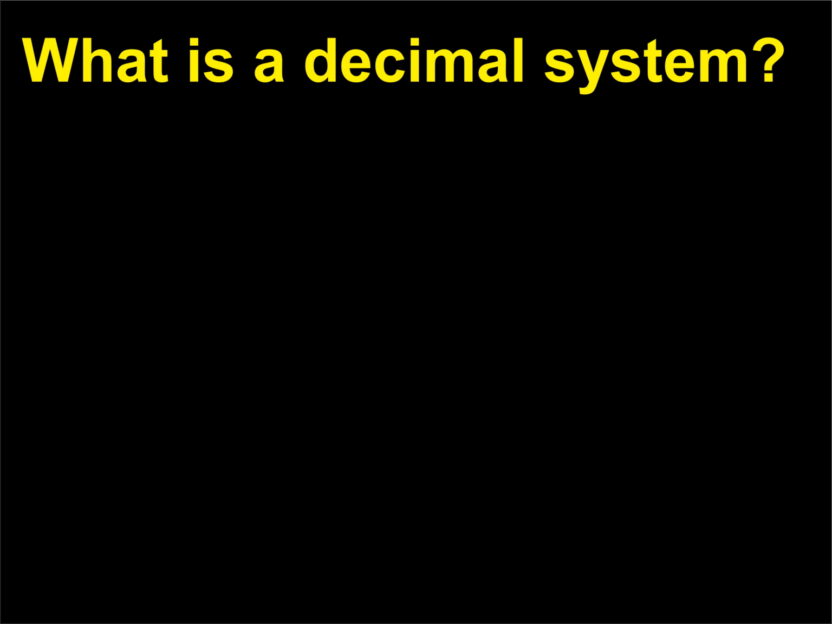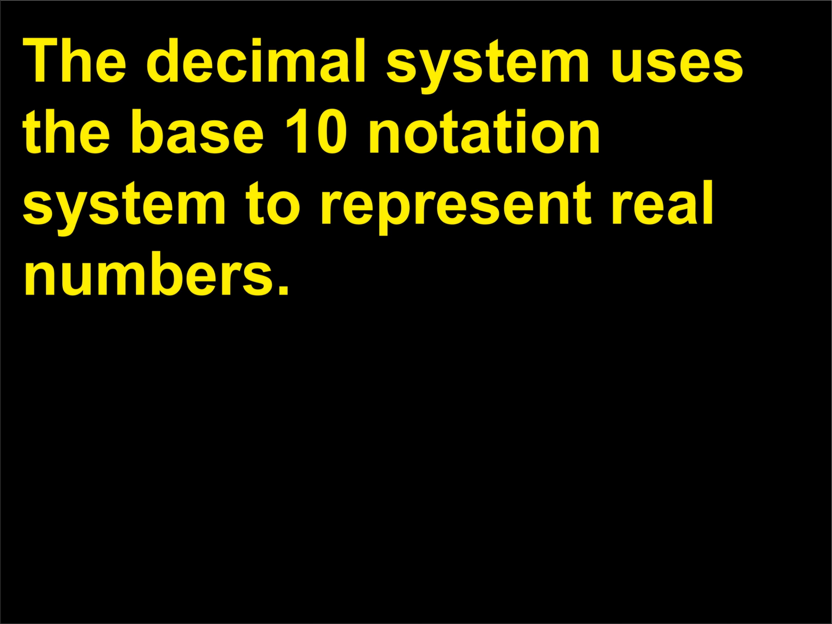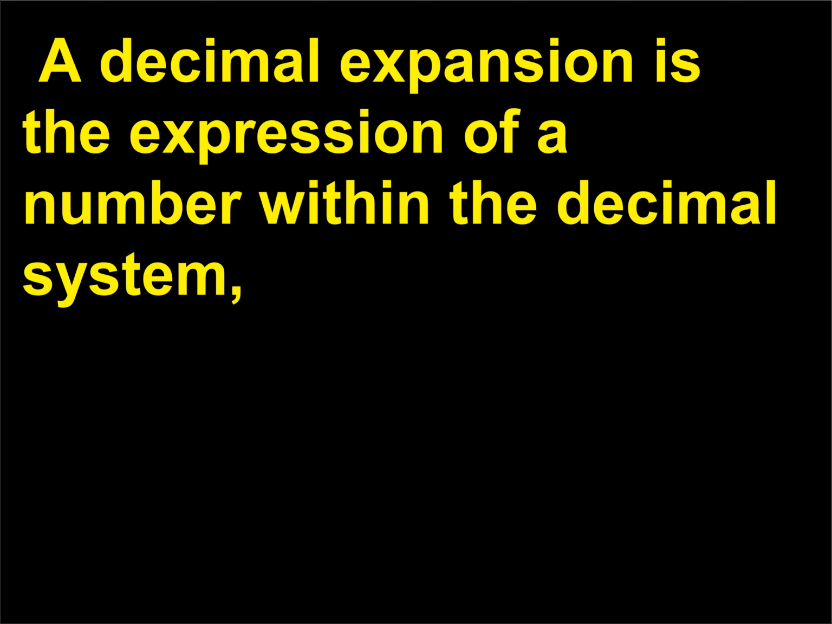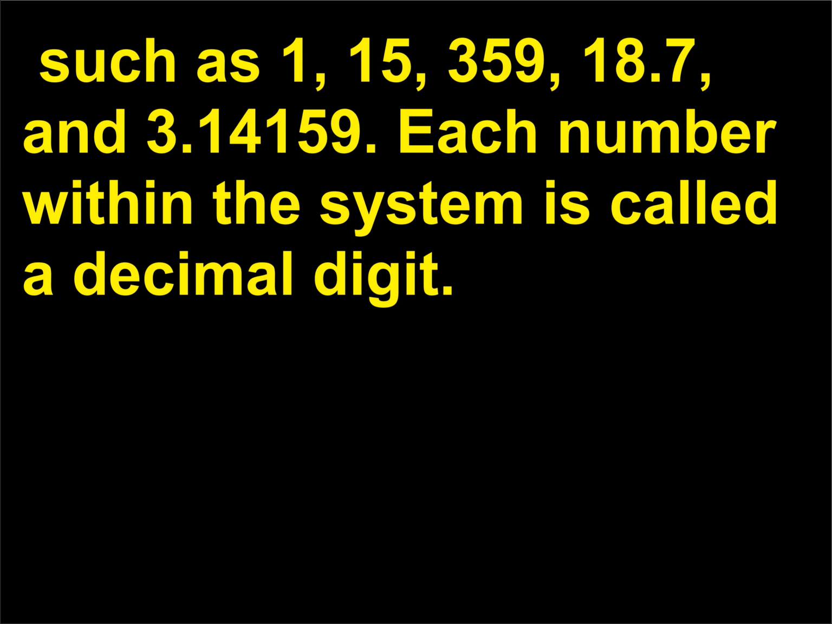What is a decimal system? The decimal system uses the base 10 notation system to represent real numbers. A decimal expansion is the expression of a number within the decimal system, such as 1, 15, 359, 18.7, and 3.14159. Each number within the system is called a decimal digit.